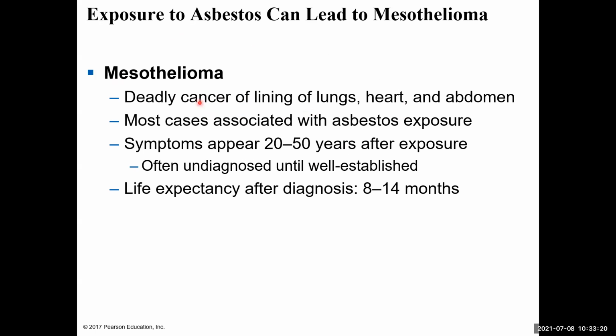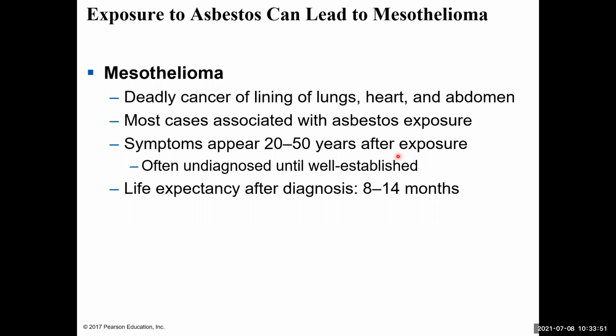Another deadly cancer in the lungs is mesothelioma. This is actually cancer in the lining of the lungs, the heart, and the abdomen, so the abdominal area. This is directly related to asbestos exposure. Most of these cases are going to be from asbestos exposure. Generally, symptoms from asbestos show up about 20 to 50 years after exposure. So you don't really catch it until it's well established, usually in the later stages of cancer.